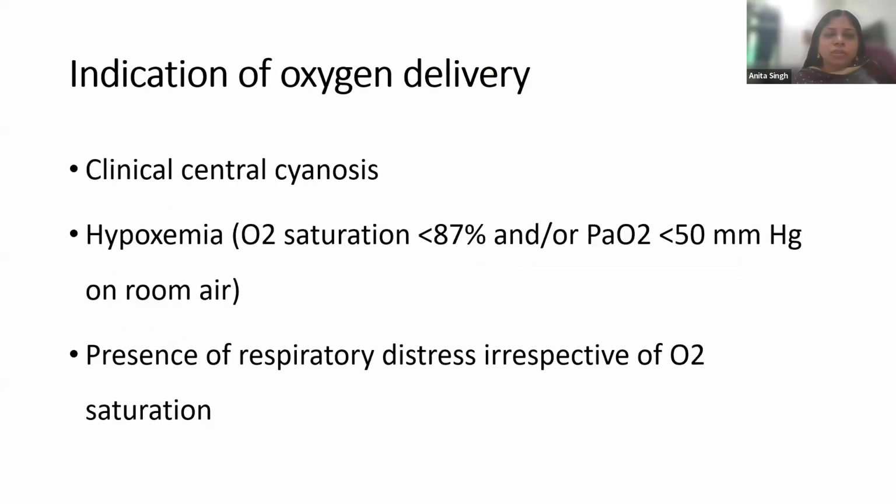So what are the indications of oxygen delivery? Of course, when there is central cyanosis clinically, when there is hypoxemia or oxygen saturation of less than 87% or PaO2 of less than 50 on room air. And if there is respiratory distress, irrespective of oxygen saturation, we need to give it.